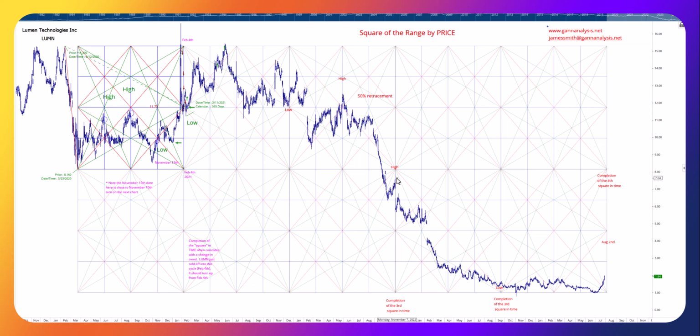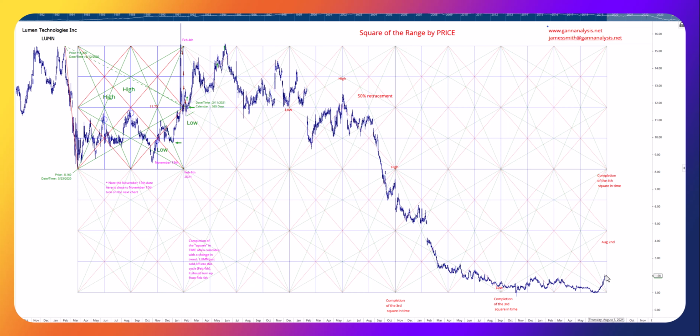So if you're in a bear market, this should also tell you something. The completion of the square or the divisions within the square often will give you lower highs if you're in a bear market. See here, and here, and here, all the way down. This was kind of a low, and then now the question is, August 2nd, what is that going to be?